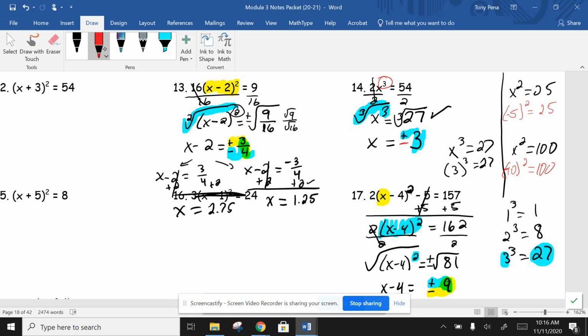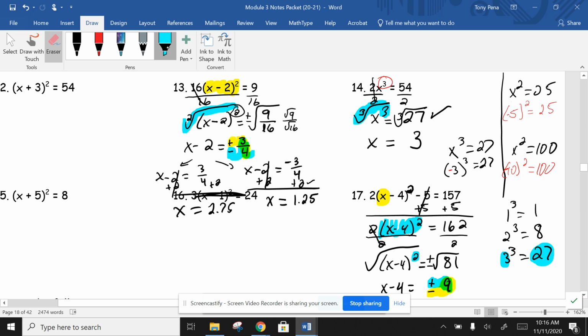But let's say I turn this into a negative 3. Does a negative 3 times a negative 3 times a negative 3 give you a positive 27? No, it's going to give you a negative 27. So our only answer here is a positive 3.